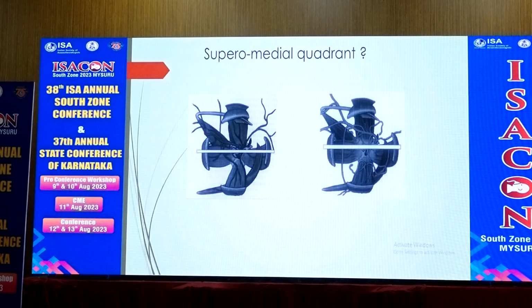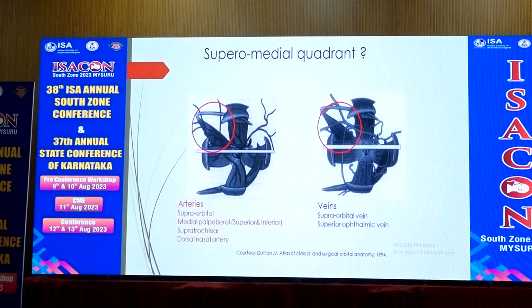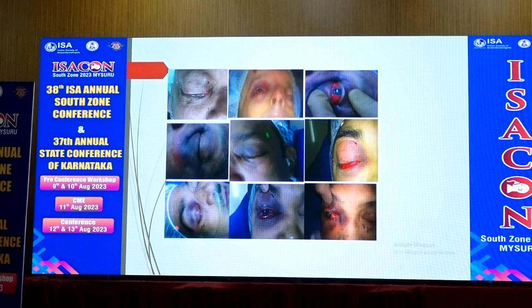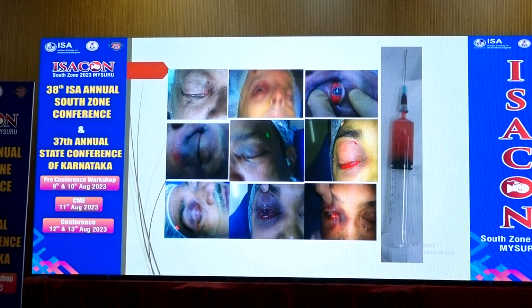Also, if we see, the superomedial quadrant is the most vascular one. Here are some of the hemorrhages happening, and as you can very well appreciate, the point of entry at the superomedial quadrant results in complete ecchymosis and hemorrhages in the patient. Imagine the patient is a single-eyed patient, then definitely you will have a bad time.